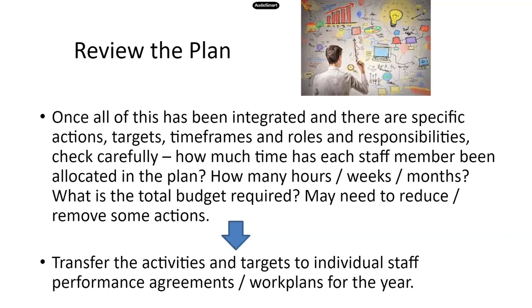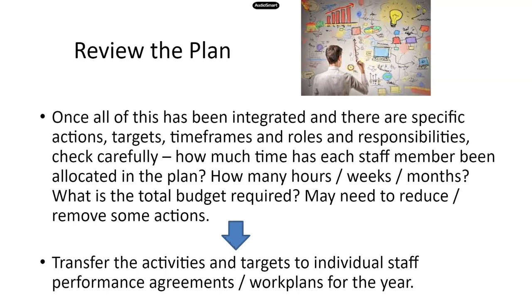And then you also have to add up your budget. So you mark your budget, and when you add everything up, it comes to 3 million Rand and your annual budget is 1 million. Again, you're going to have to think again, which ones can we not do? How do we deal with this? So you might need to reduce or even remove some actions. It's very important once everything's been put together to go back and actually add up time and money.